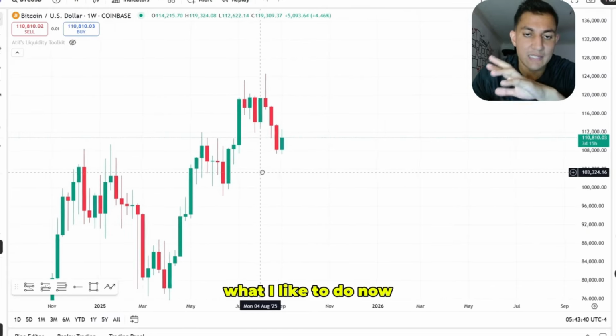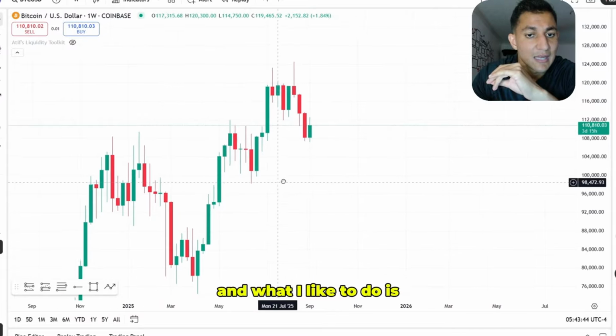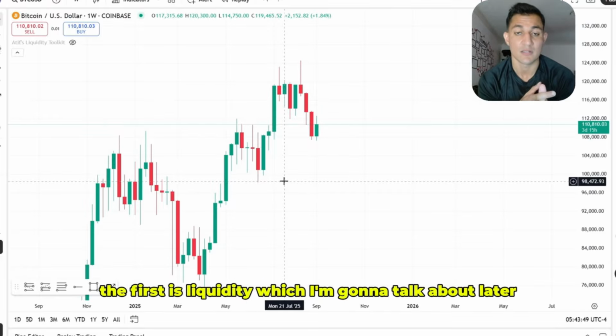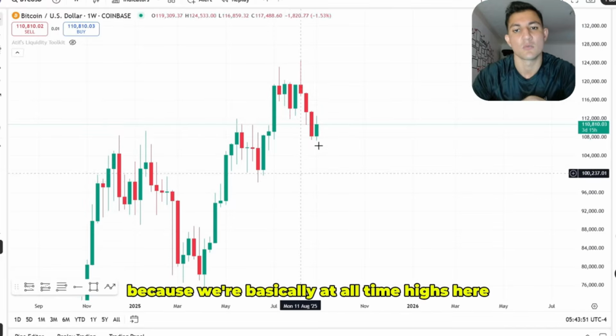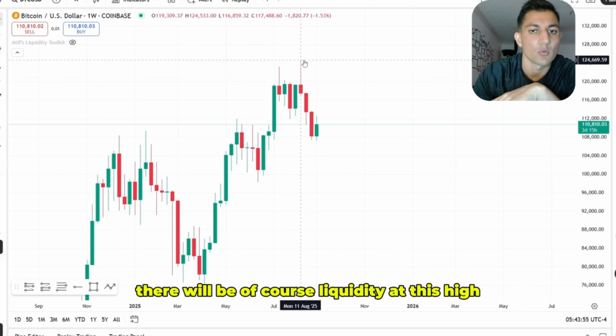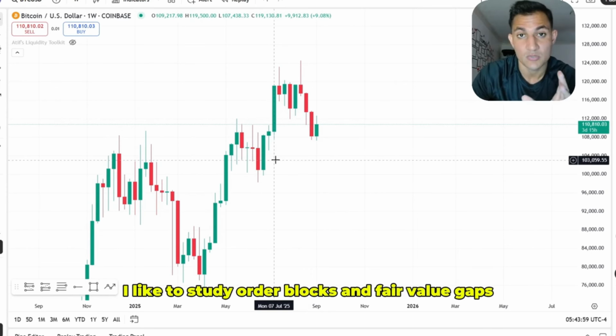However, what I like to do now that I've got the overall trend is to study the most recent bit of price action. And there's really 3 things I look for. The first is liquidity, which I'm going to talk about later, because we're basically at all-time highs here, so there's not really much liquidity. There will be, of course, liquidity at this high. The second thing I like to do is study order blocks and fair value gaps.